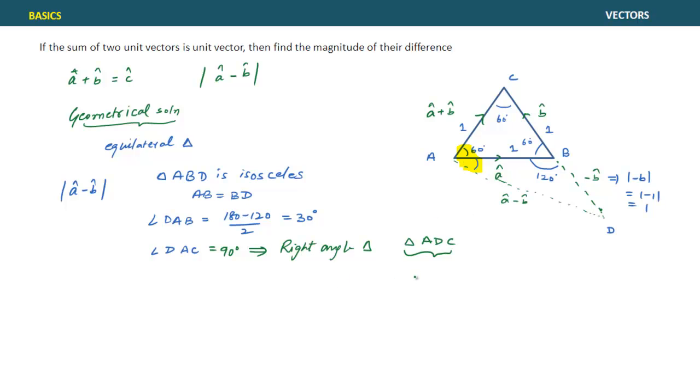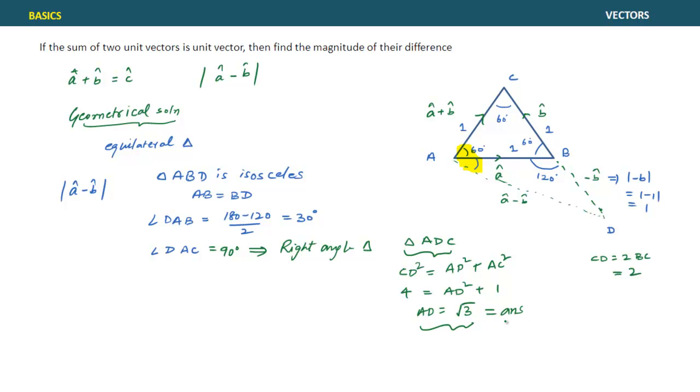So for a right angle triangle, we know that Pythagoras will be applied. If you apply Pythagoras, CD square should be equal to AD square plus AC square, right? You know the value of AC. AC is 1, it is given to you. What is CD? CD is nothing but 2 times BC. BC you already know is 1, so this becomes 2, and this comes out to be 4. You get the value of AD. So AD comes out to be root 3, and this is what you were asked to find.